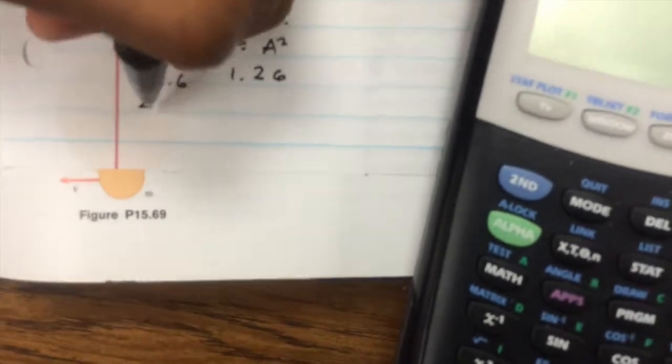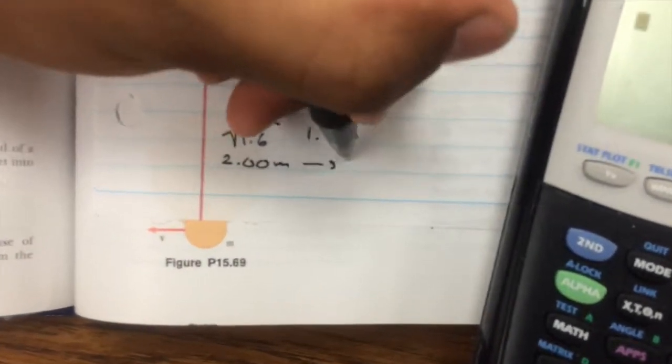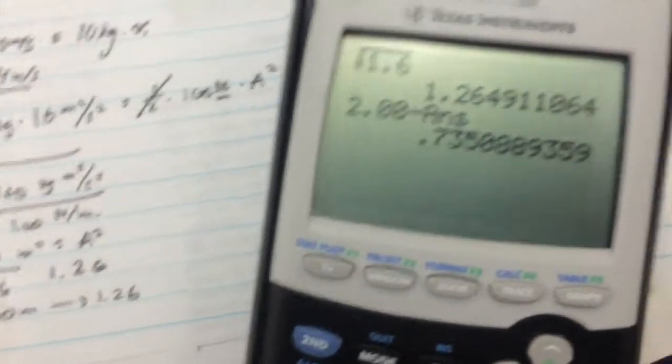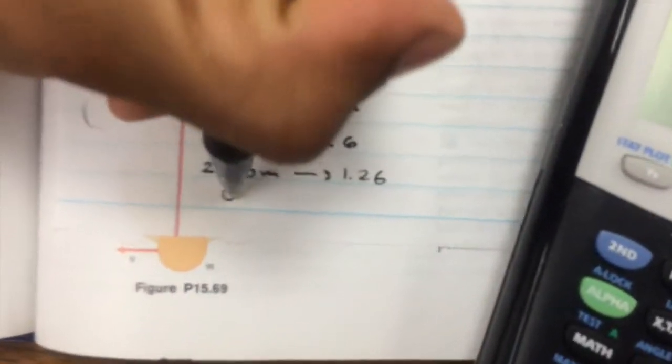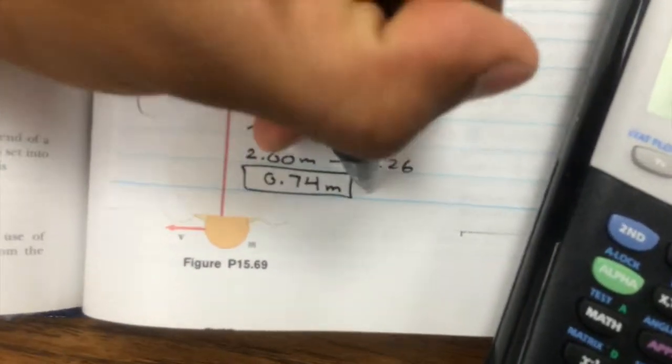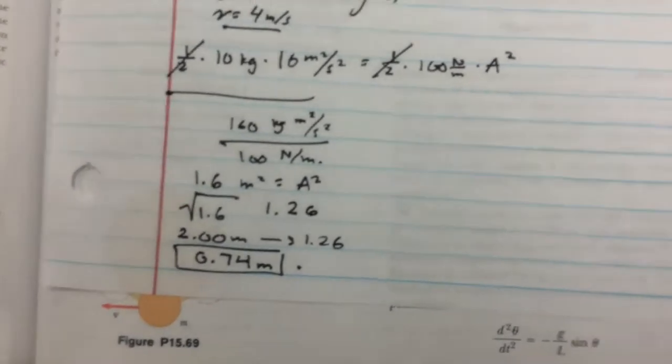We know that initially it was 2.00 meters. Now we're at 1.26. So our change is 2.00 minus our answer, which is simply 0.74 meters. Now we'll continue to part B, which will go on the back. We know that the period of oscillatory motion on a spring, which we know from earlier, is this.